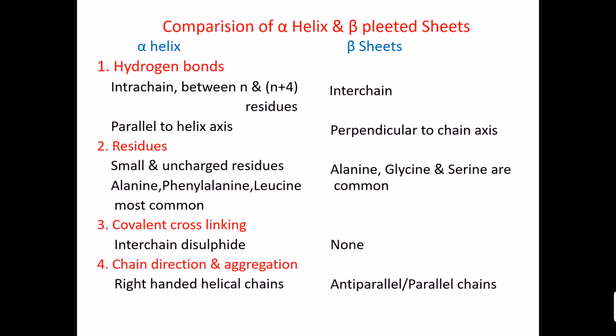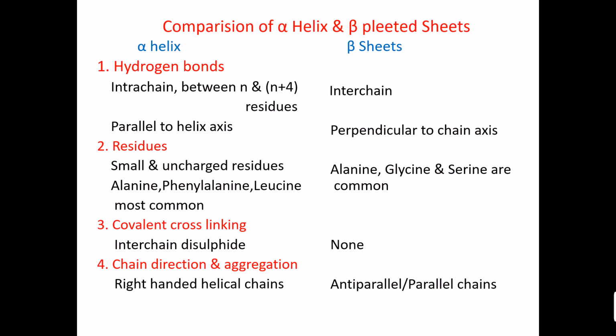Now the comparison of alpha helix and beta pleated sheets. These are both secondary structures, but there are differences between them. About hydrogen bonds: in alpha helix they form between residues N and N plus 4, in the forward direction, and in beta sheets they are interchain.